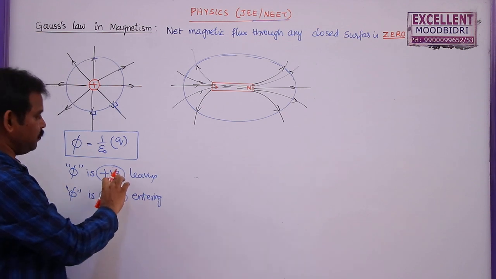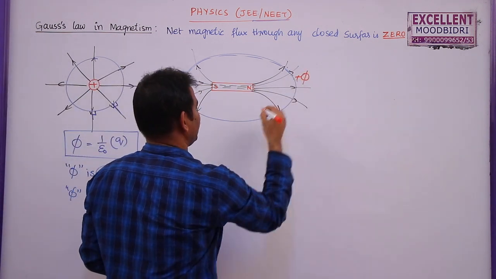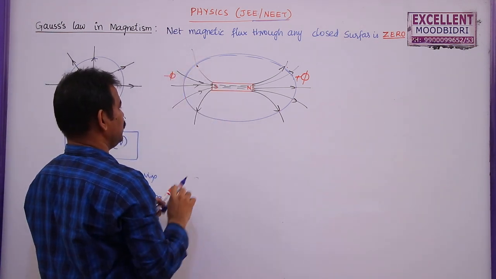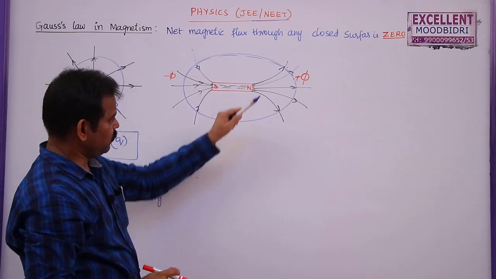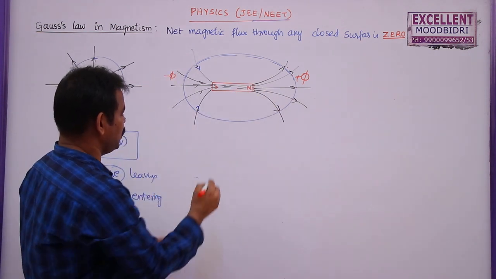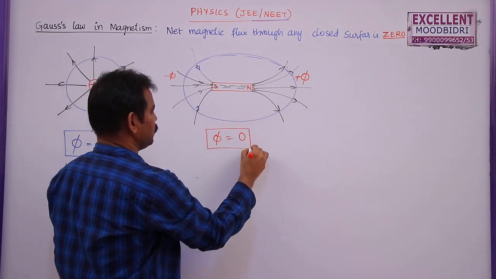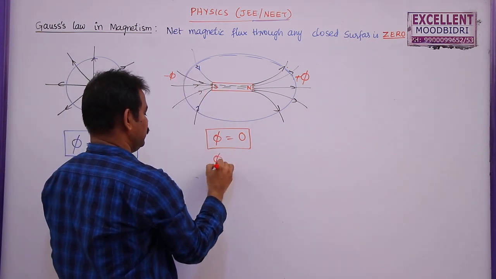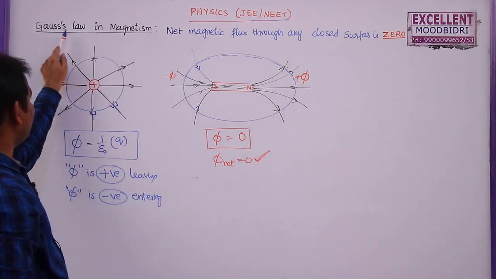Now if you consider the same concept here, this is the leaving flux which should be taken as plus 5. This is the flux entering into this surface, so it should be taken as negative. You can see when 5 lines are leaving this Gaussian surface, 5 field lines are entering. So the total flux must be equal to 0, as the flux leaving the surface is positive and the flux entering is negative. So the net flux is always 0 for a given bar magnet. That is the Gauss law in magnetism.